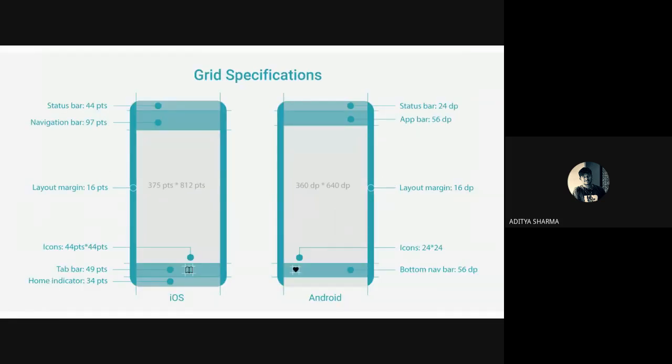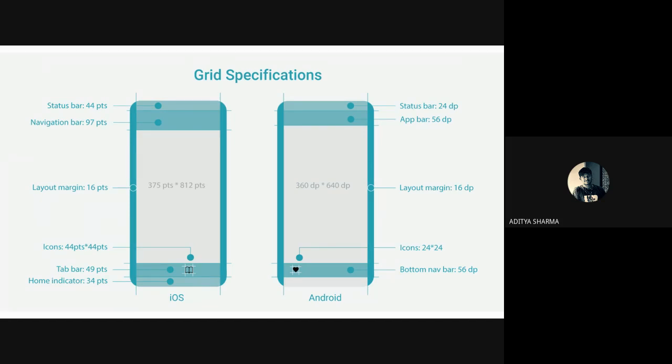And now coming on to grid specifications. Right now we'll be doing the grid specification for iOS only, and we can do it for Android as well. So these are the grid specifications. For the status bar we leave 44 points, navigation is 97, and the layout margin on each side in Android and iOS is 16 points. The tab bar is 49, the home indicator is 34 points, where your home bar is presented. And the icon size is 44 by 44 in iOS by default.